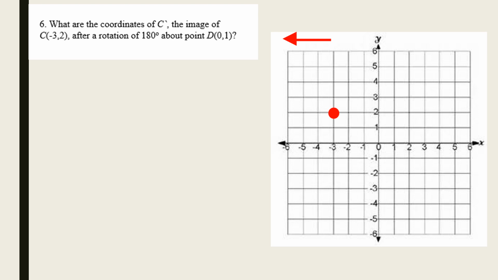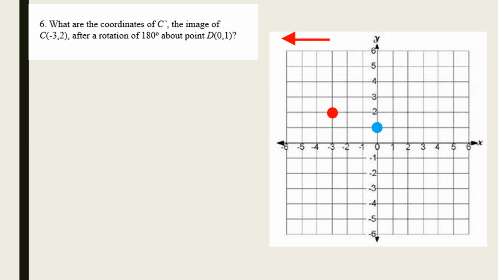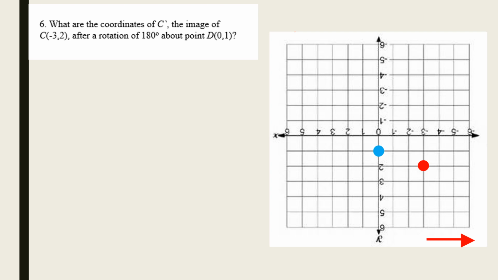So here's another example with that. -3, +2, about point D, which is at 0, 1. So again, we rotate our paper 1 turn, 2 turns to the left, so we're upside down essentially. From the blue dot, I have to go down 1 and right 3 to get to the red.